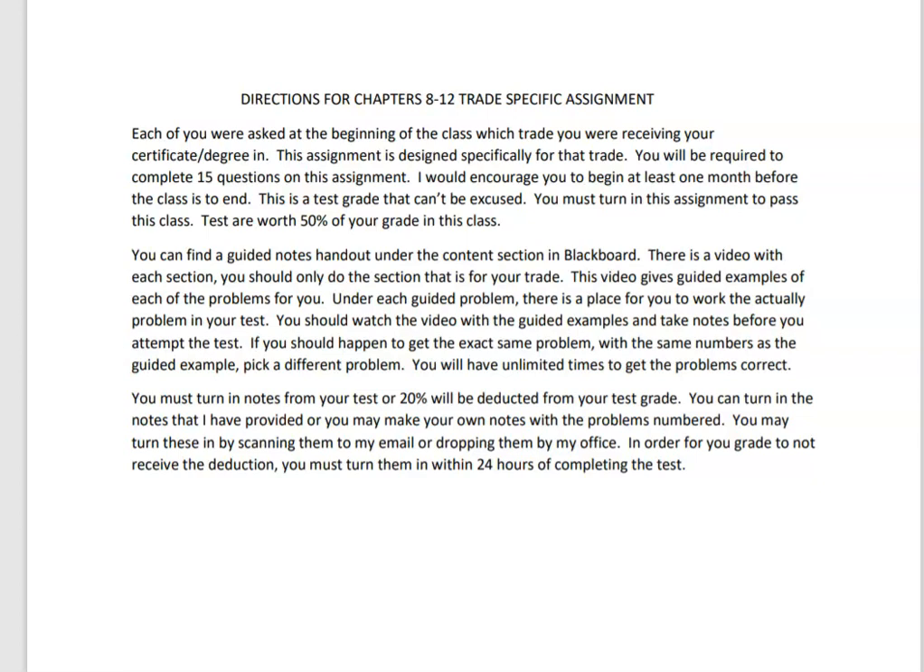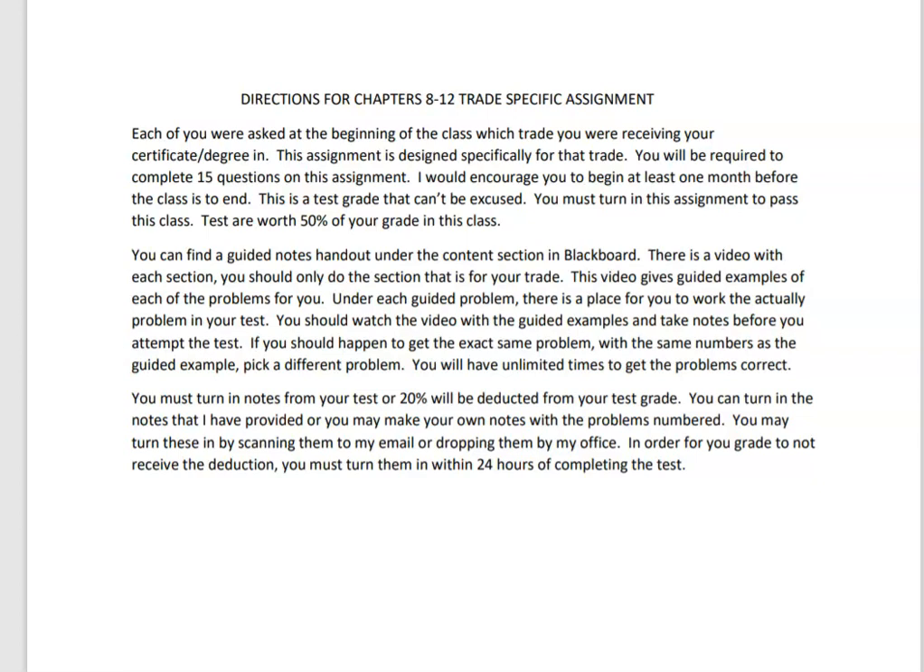If you happen to get the exact same problem with the same numbers as the guided example, pick a different problem. You will have unlimited times to get the problems correct. You must turn in notes from your test, or 20% will be deducted from your test grade. You can turn in the notes that I have provided, or you may take your own notes with the problems numbered. You may turn these in by scanning them to my email, or dropping them by my office, or handing them to me in class is fine too.